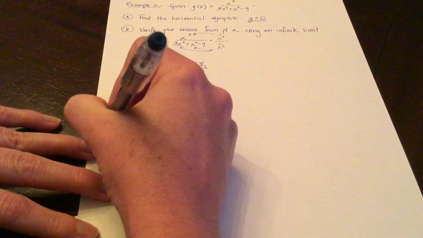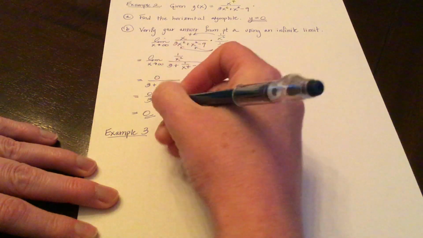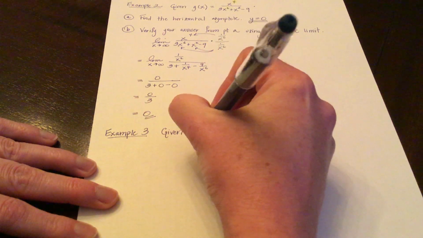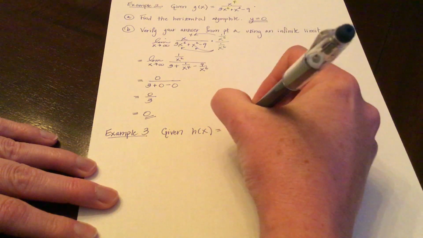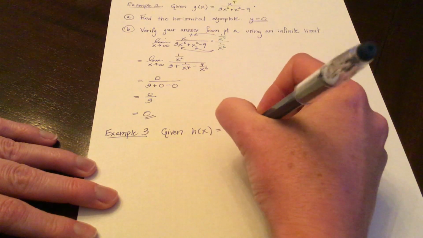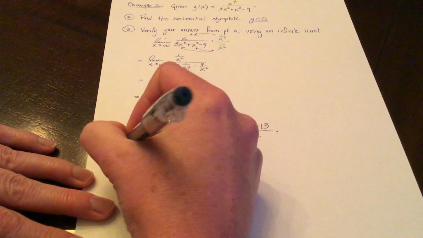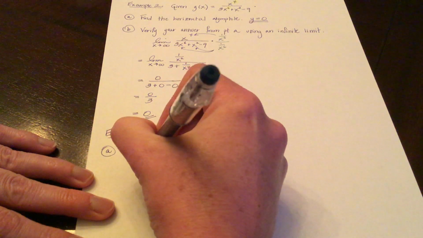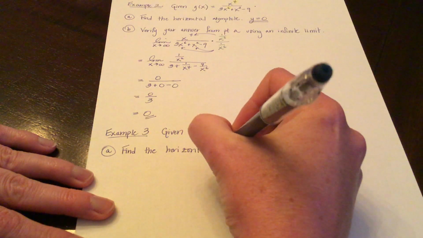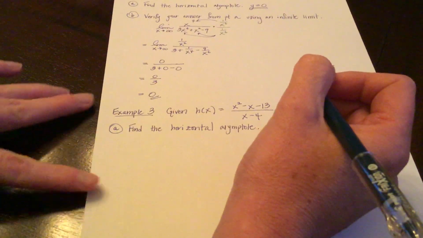All right, my friends. Example 3. Same type of deal. This time, given h of x equals x squared minus x minus 13 over x minus 4. Part A, let's have you find, you guessed it, the horizontal asymptote of that function, just using Algebra 2 if you remember it.